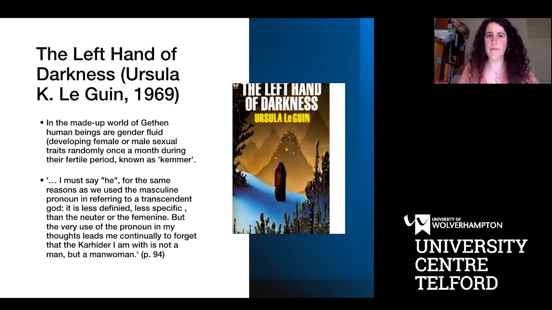She died very recently, in 2018, I believe. And The Left Hand of Darkness was one of her first books, and the one that was a breakthrough in her career. It was published in 1969. And the main characters in this book are the inhabitants of this planet in which human beings are gender fluid. So basically, they are neither female nor male. What happens with them is that when they reach maturity, when they become adults, they have this fertile period every month called kemmer. And during this fertile period, they would develop either male or female organs.